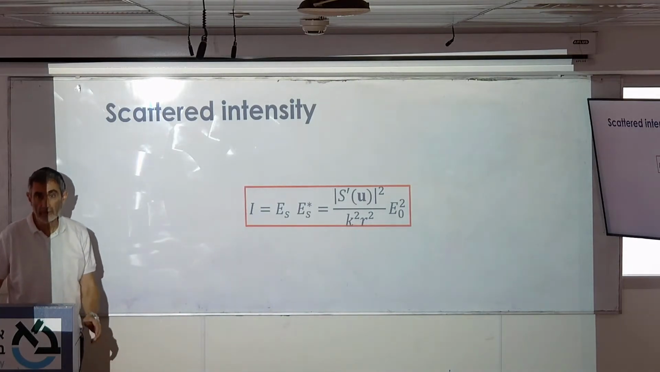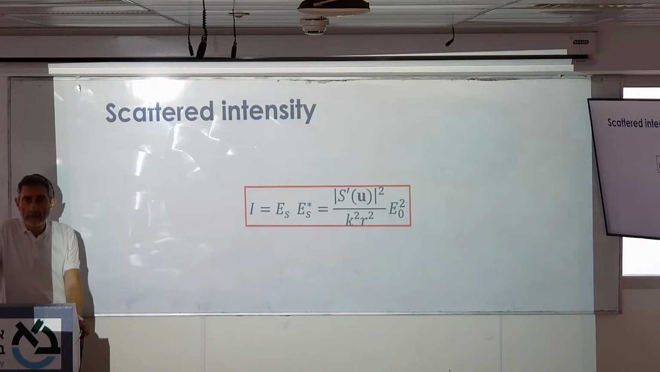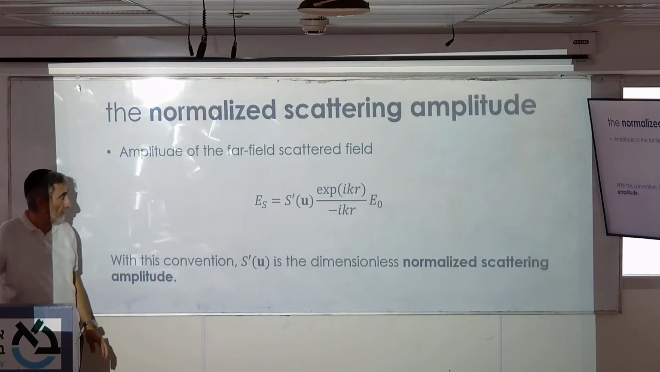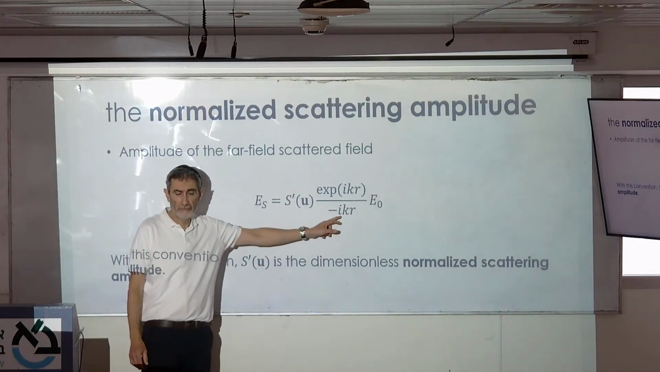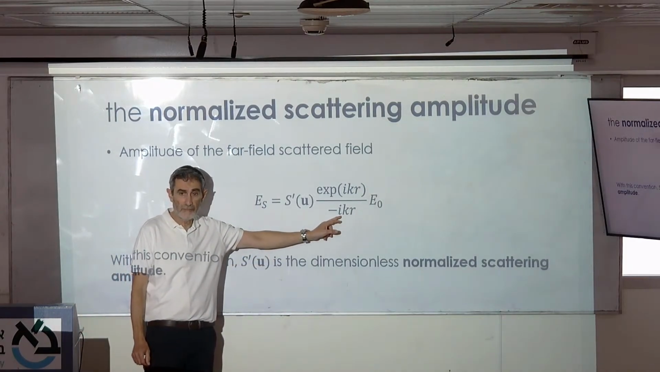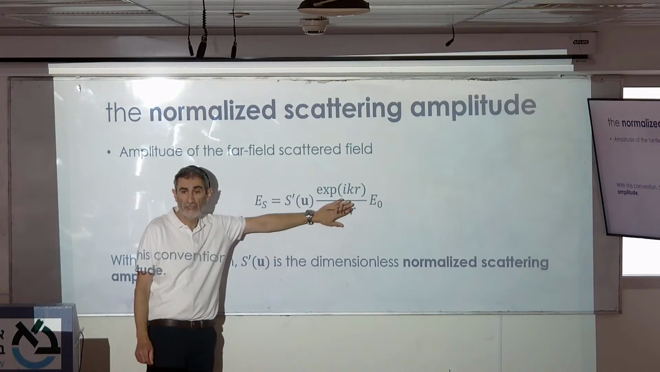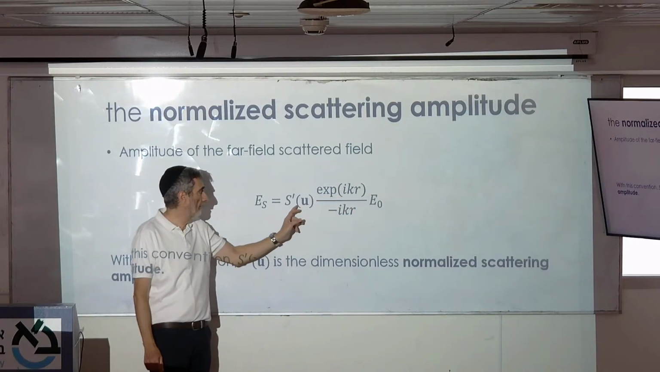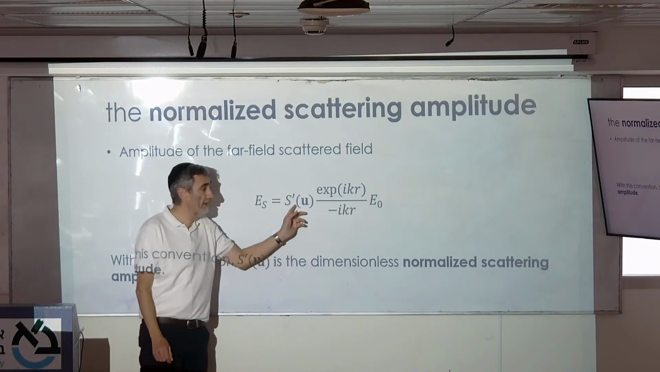Question. So what do you mean by dimensionless? There is no dimension, because k is the inverse of distance. It's 2 pi over lambda, so times r, there is no dimension here. This is the same dimension, so S has no dimension.